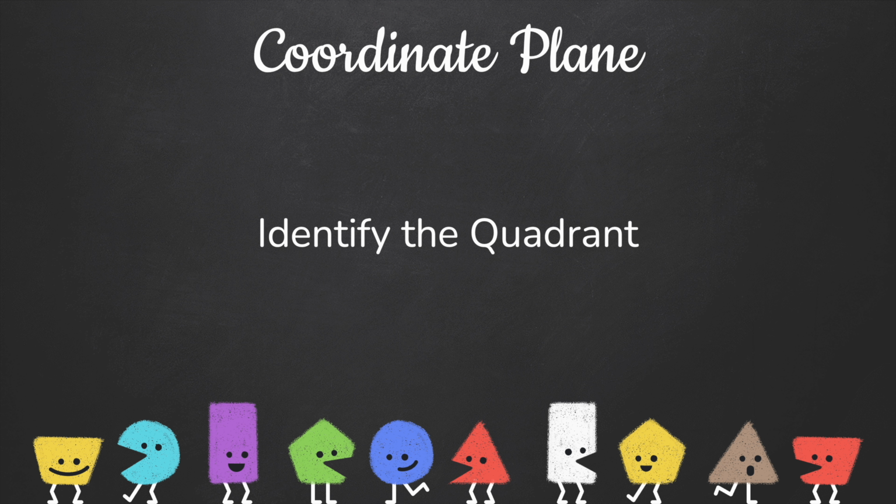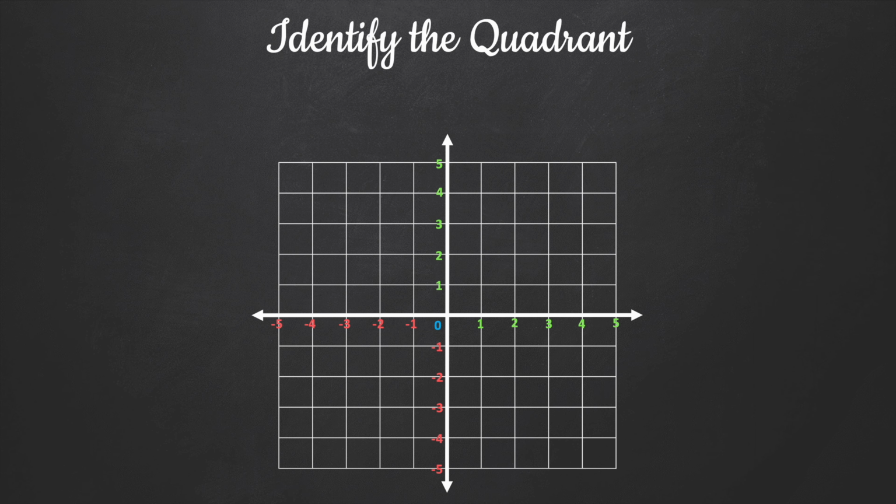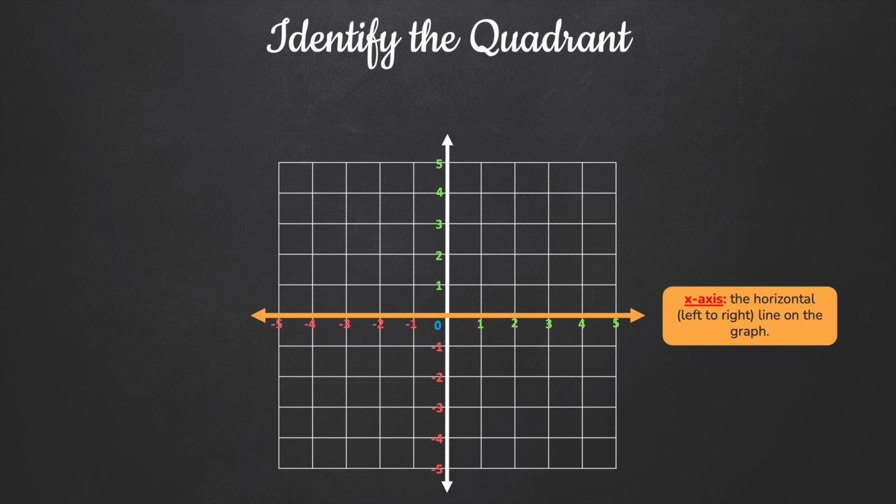Hello, mathematicians. Today we're going to be learning about the coordinate plane, more specifically how to identify the quadrant. To get us started, here we have the coordinate plane. And if we notice, we have a line that goes side to side, and that is called our x-axis. Our x-axis is the horizontal line on the graph.